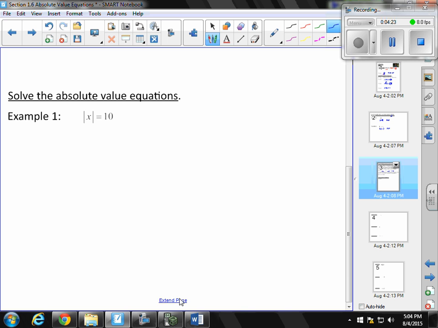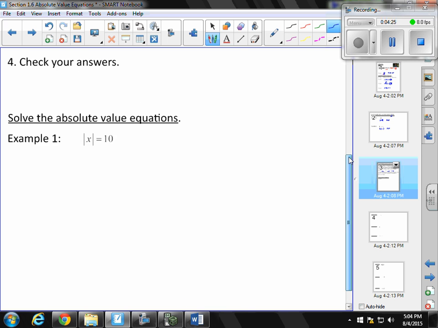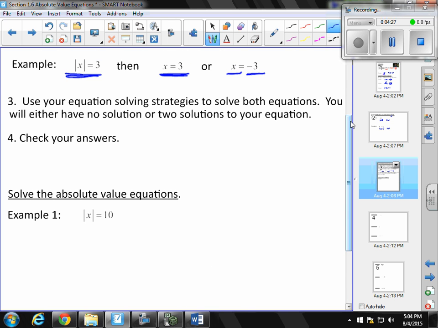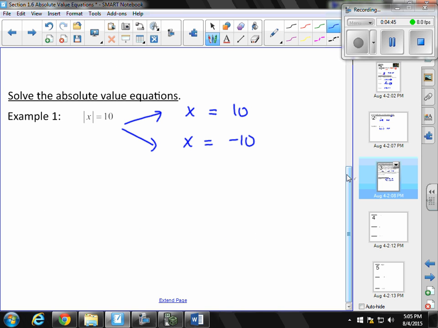So example number 1, the absolute value of x equals 10. So we're going to rewrite this. We have two equations. We're going to have x, the stuff on the inside of the absolute value, and it's got to be equal to positive 10 or negative 10. And if I'm going to check my answer here, absolute value of 10 is equal to 10.